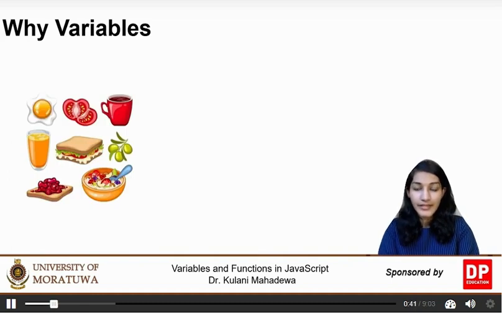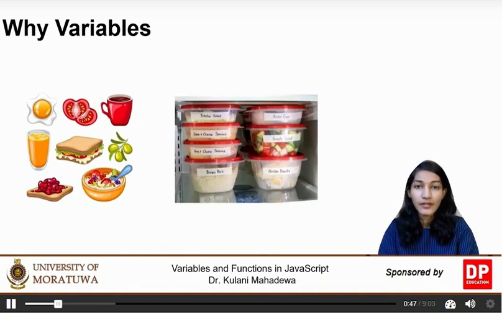Food and beverages are essential to humans. So, we put them in containers and store them somewhere, like in a refrigerator. We put labels on the containers so we know what is inside. We also can change the content of a container with another food item.